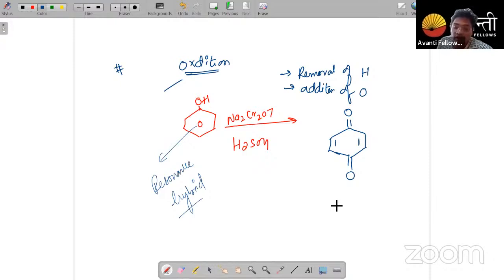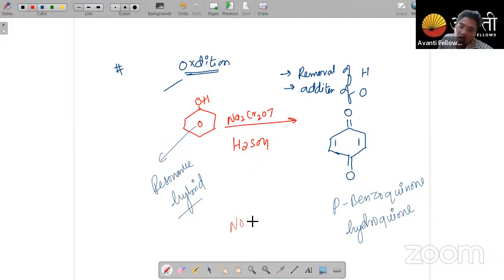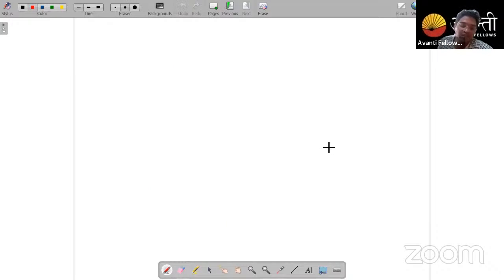So what are we going to call it? Para-benzoquinone. We can also call it hydroquinone. And I told you for the hydroquinone and all, no tautomerism will take place. So these are the things we have discussed and are very important for your examination.